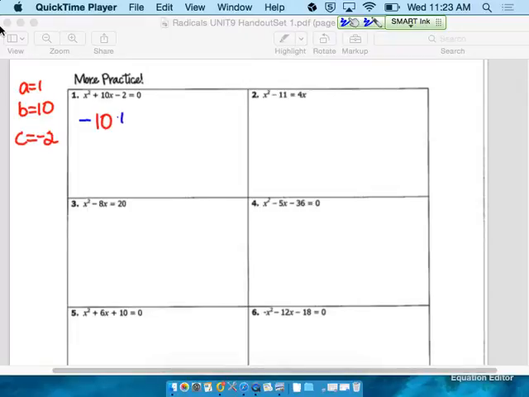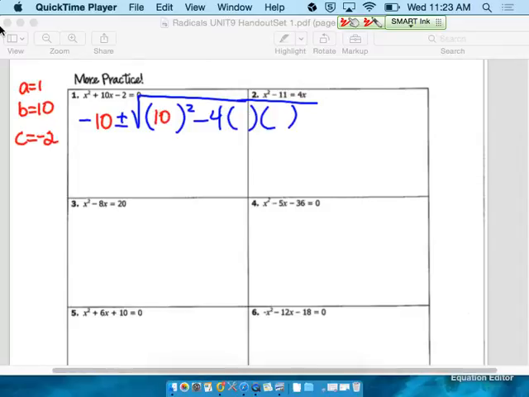So here I'm going to say plus or minus, and here's my radical symbol. I'm going to square B, and then I'm going to subtract 4 times A times C. So here I have 10 slipping in for B squared minus 4 times A times C. And now C is negative 2. And then my denominator is going to be 2 times A, and A here is 1. So I'll set it up exactly like I did before. Everything in blue is in the formula. Everything in red is specific to this particular problem. And now I'm going to clean it up.